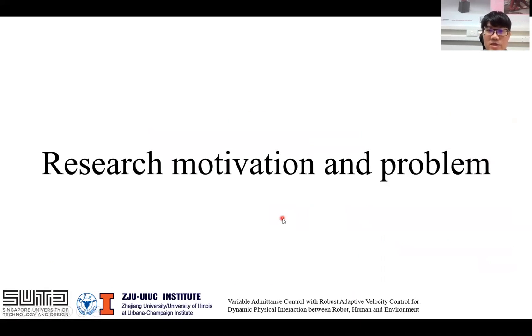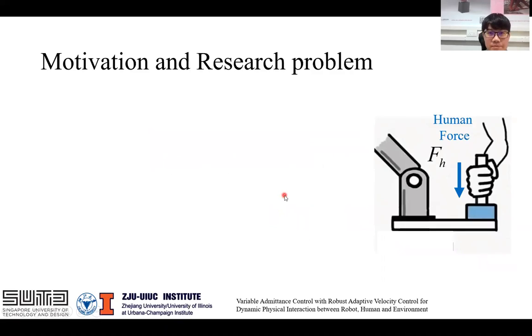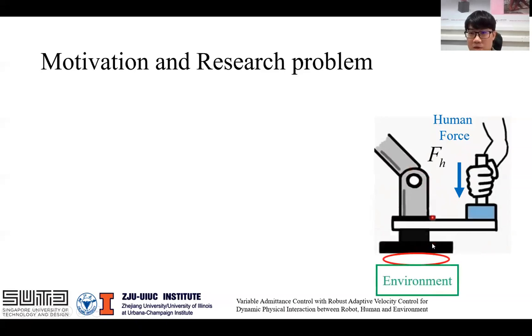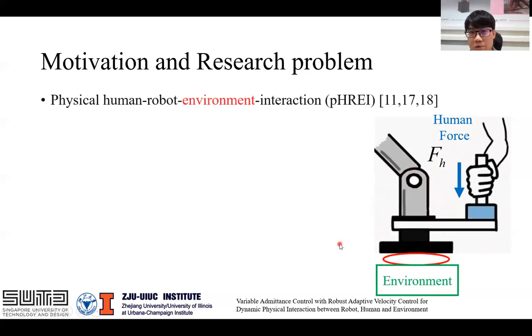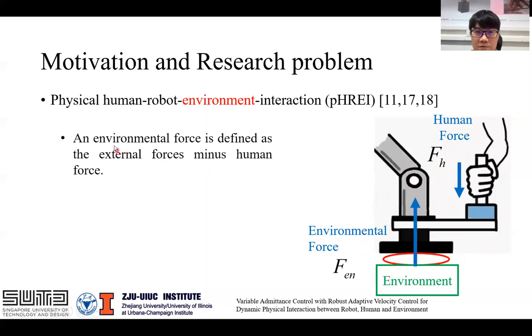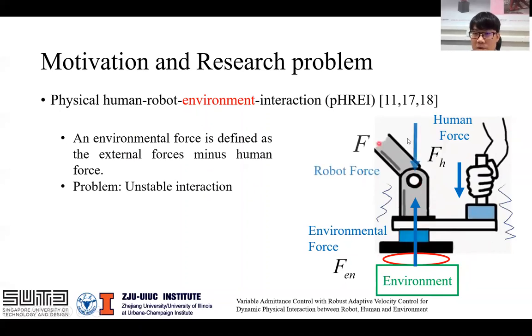And then next is our research motivation and problem. If the human guides such a collaborative robot to contact an external environment, we call this physical human-robot-environment interaction. Right now, there will be an environmental force feedback on the force sensor. The environmental force feedback is defined as any external force on the robot minus the human force. This will cause unstable interaction.